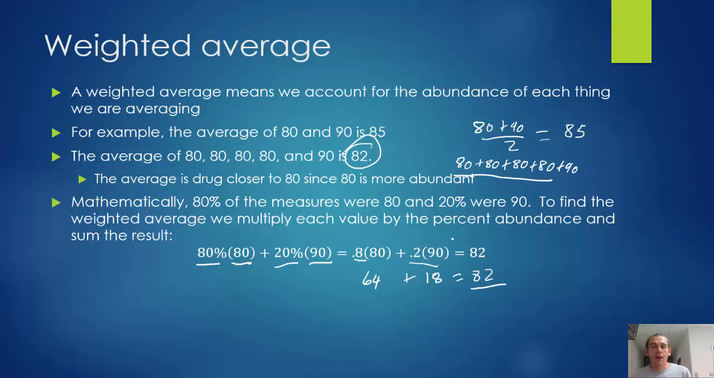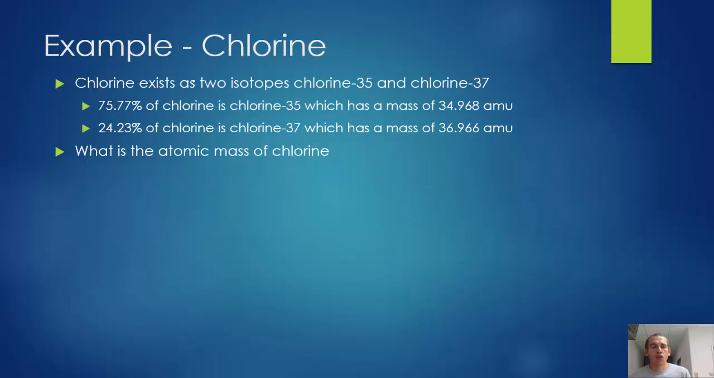We can't actually count all of the atoms present in a sample, but we can say what percent of them are isotope 35 and isotope 37, which leads me to our last example. Chlorine exists as 2 isotopes, chlorine 35 and chlorine 37. 75.77% of chlorine is chlorine 35, and chlorine 35 has a mass of 34.968 atomic mass units. 24.23% of it is chlorine 37, which has a mass of 36.966 atomic mass units.